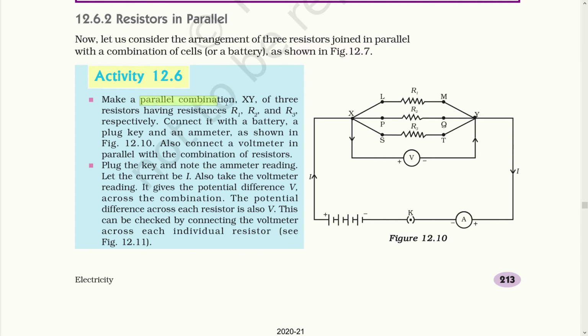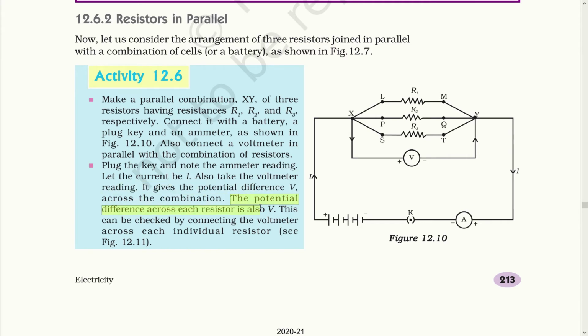Make a parallel combination XY of three resistors having resistance R1, R2 and R3. Connect it with a battery, a plug key and an ammeter as shown in figure 12.10. Also connect a voltmeter in parallel with the combination of resistors. Plug the key and note the ammeter reading. Let the current be I. Also take the voltmeter reading. It gives the potential difference V across the combination.